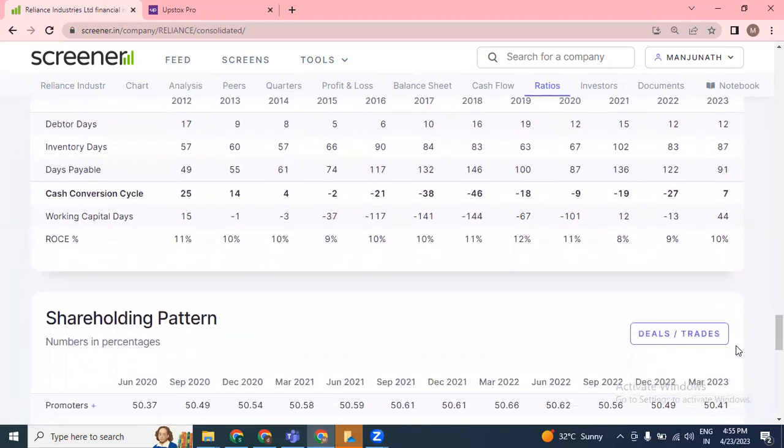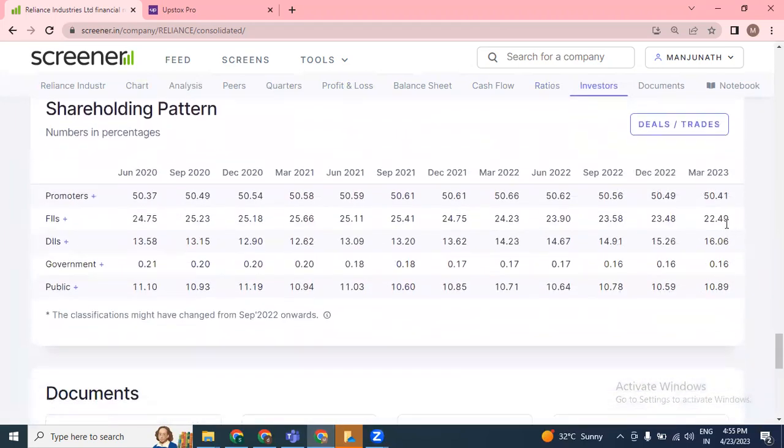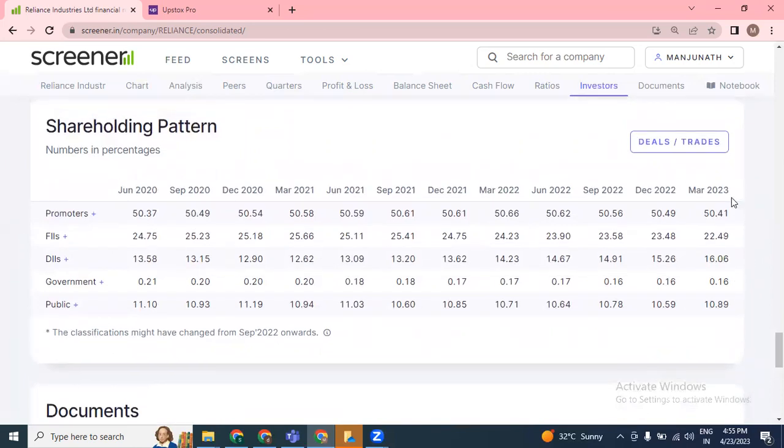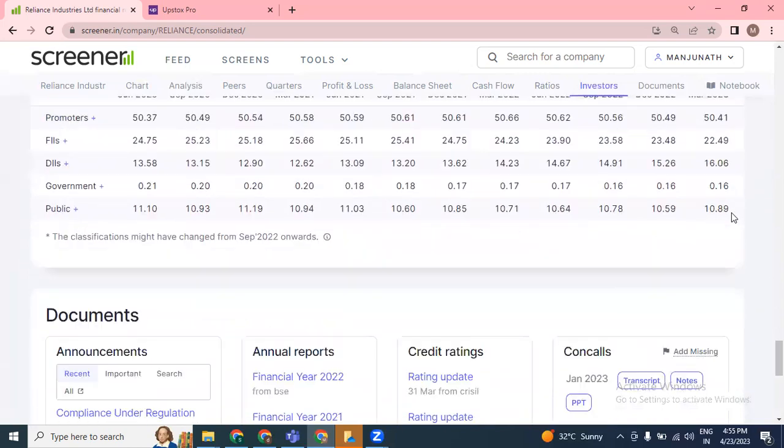That's one good thing. Coming back to the shareholding pattern, promoters have left a stake of almost 0.08%. FIIs have captured 0.01%, and DIIs have captured almost around 0.8%, and there is movement in government and public holdings here and there. But promoters have sold a stake of almost 0.08%. That we'll have to see.